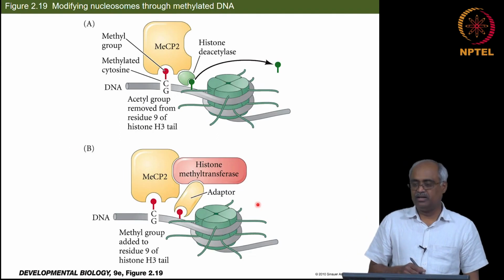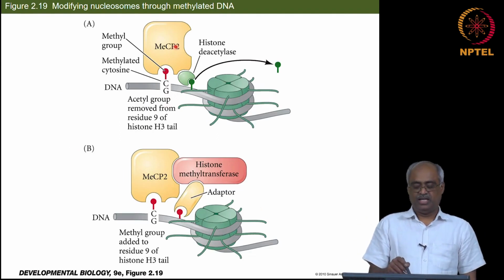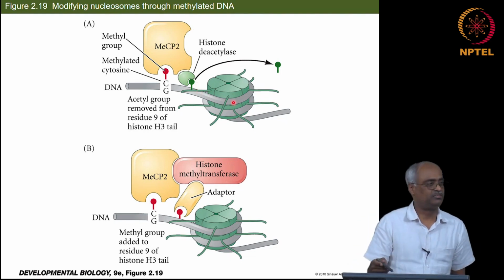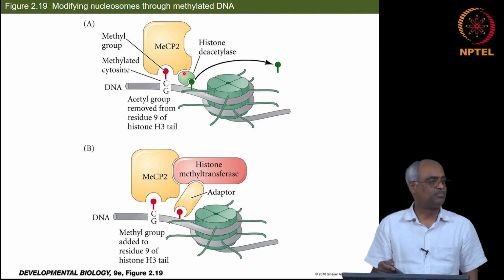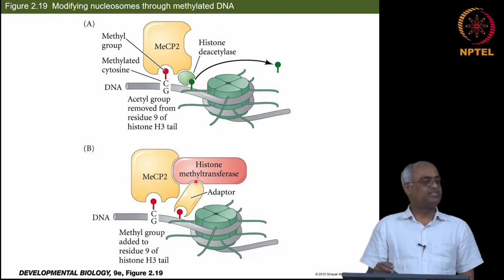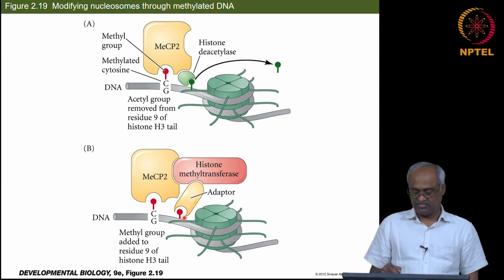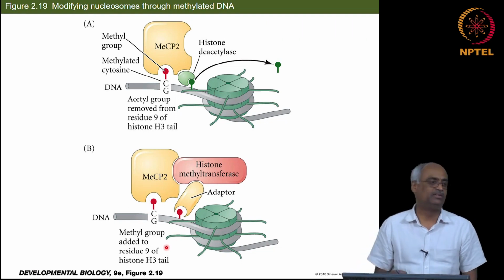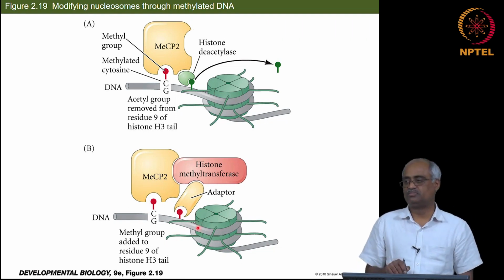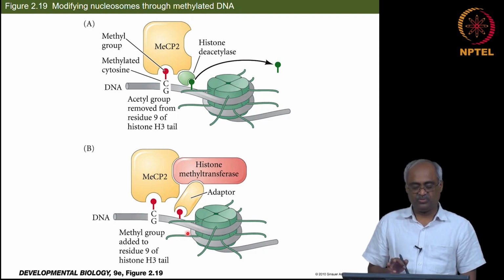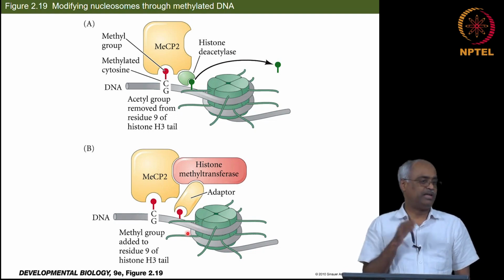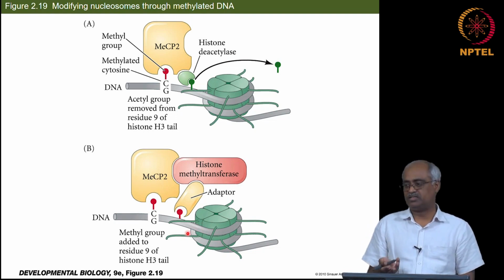Another way by which they function is that the methylated cytosine may recruit a protein, like in this case MeCP2, which can do two things. One, remove the acetylation mark by recruiting a histone deacetylase, and two, recruit a histone methyltransferase and mark histones with inhibitory methyl groups. Due to these two actions, these methylated promoters end up blocking transcription.